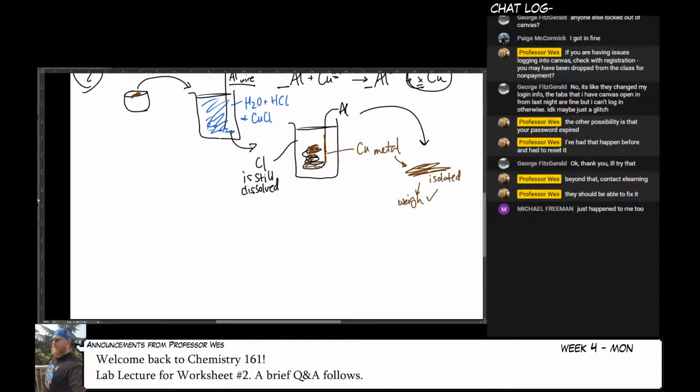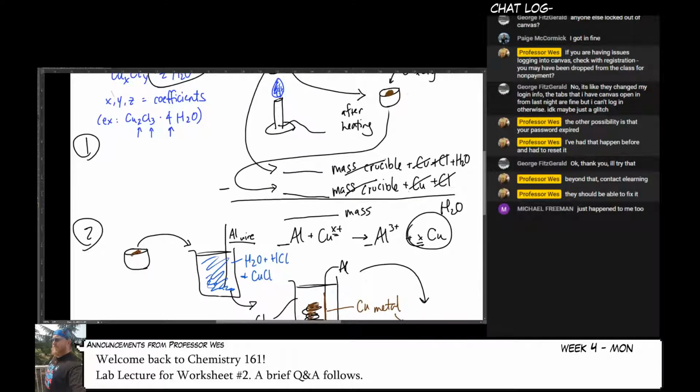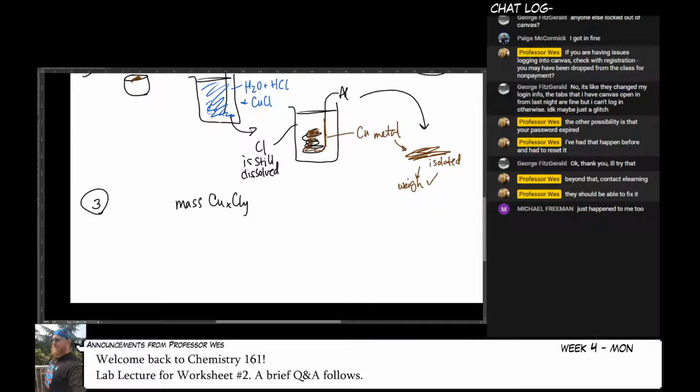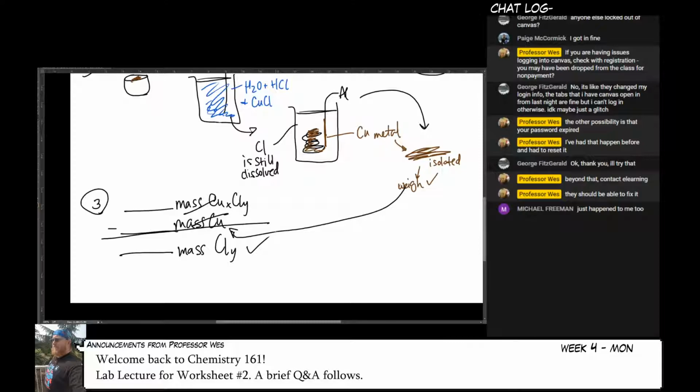And then finally, once we know the mass of the copper, the mass of the chlorine must just be, okay, I know what the mass of the copper chloride was because I weighed it up here, right? And I know what the mass of the crucible is because we weigh it before we do the experiment. So we can subtract that out to just get this mass. I'll just subtract the mass of the copper that we got right here. And when I do that, what must be left is the mass of chlorine. So now we know that too.